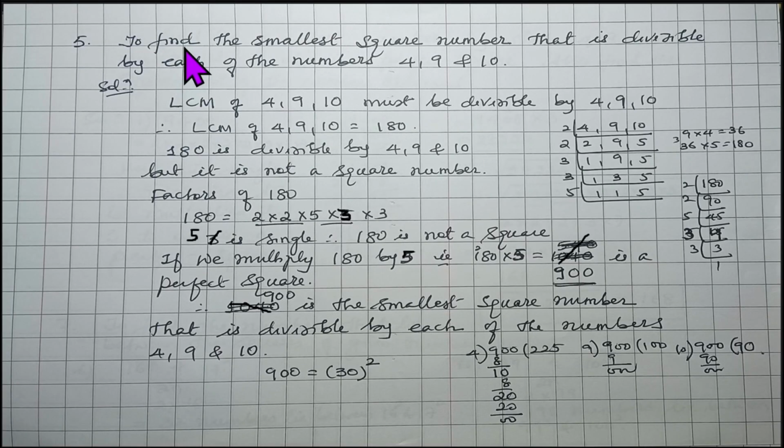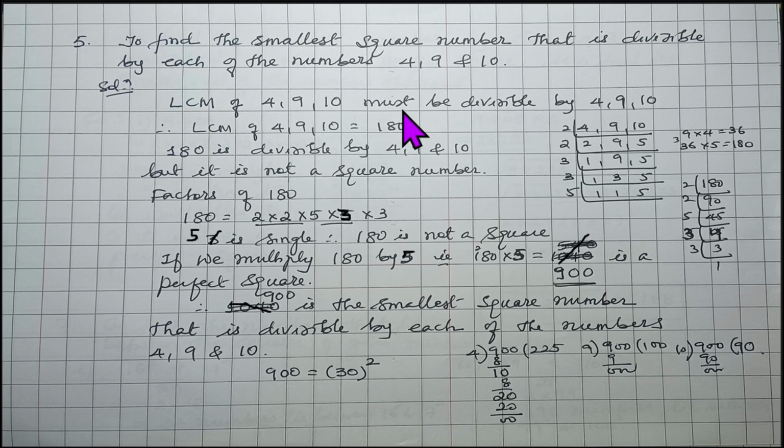Now the next question, the fifth question, is to find the smallest square number that is divisible by each of the numbers 4, 9 and 10. First of all, a number which is divisible by 4, 9 and 10 is the LCM of 4, 9 and 10. So find the LCM of 4, 9 and 10. I believe that you all know how to find the LCM. The LCM of 4, 9, 10 is 180.